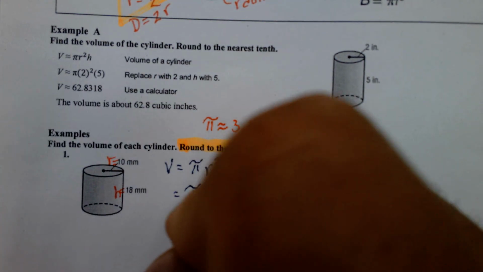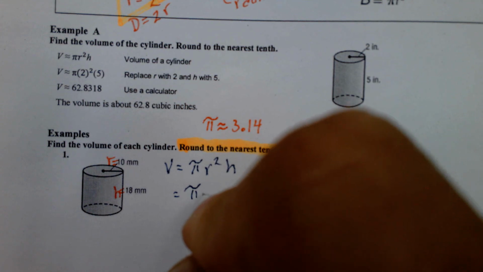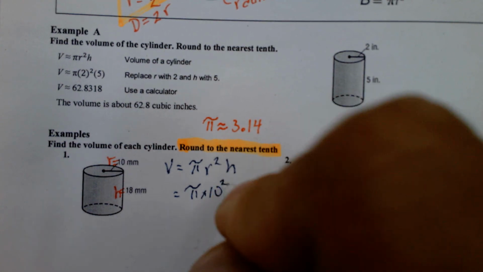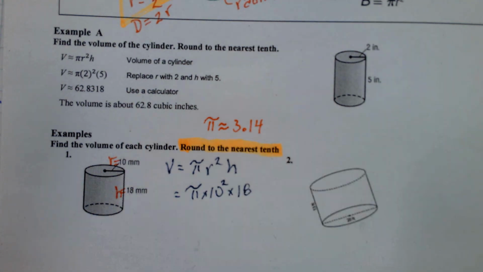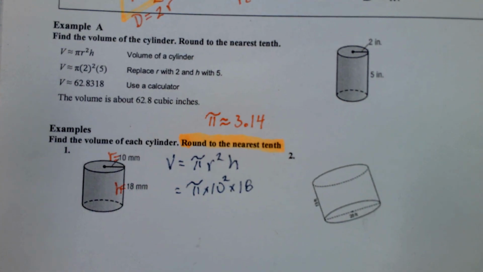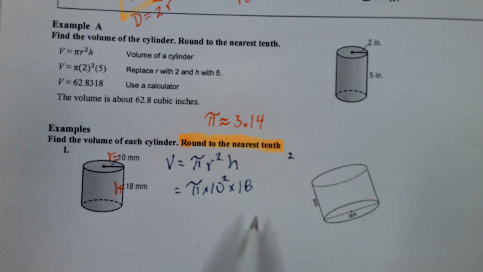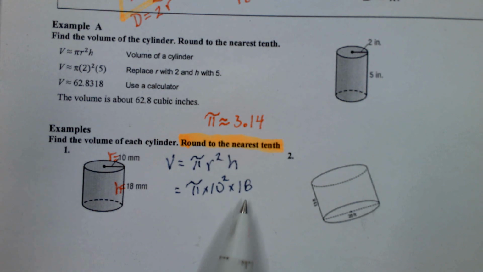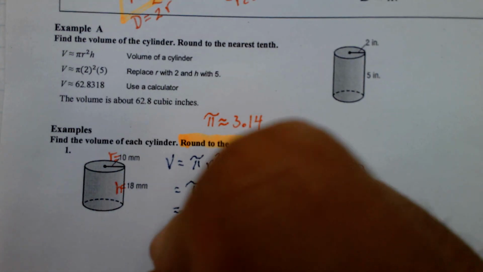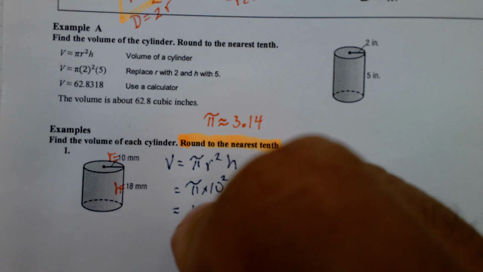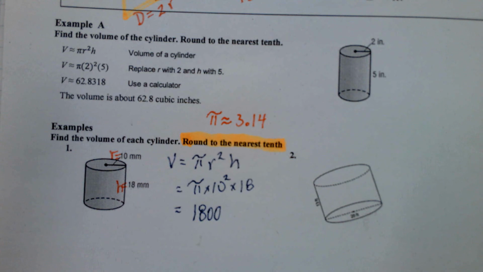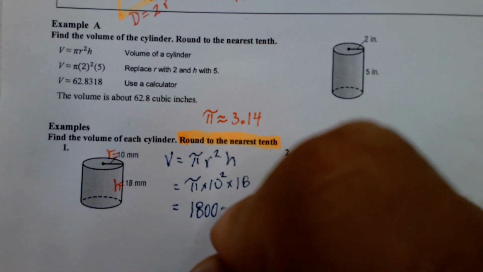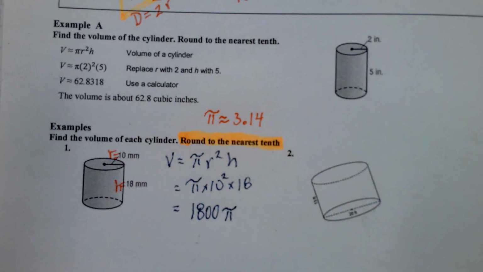So leave pi as pi. And then this becomes 10 squared or 100 times 18. Okay, so you square your number and then multiply that times 18. And that would give us what value? 1,800. And then we haven't done anything with pi.